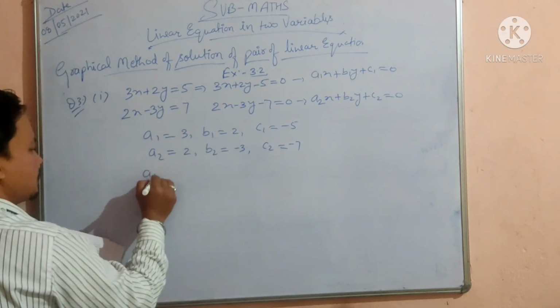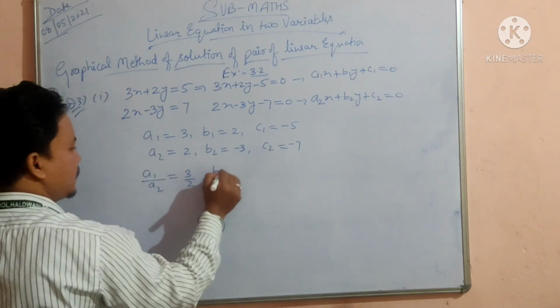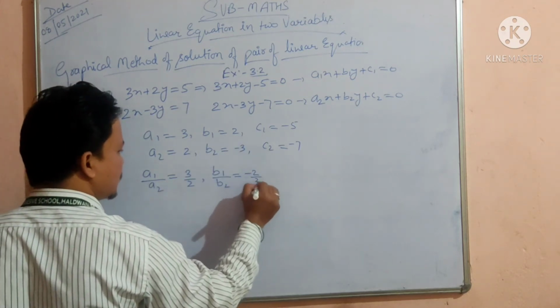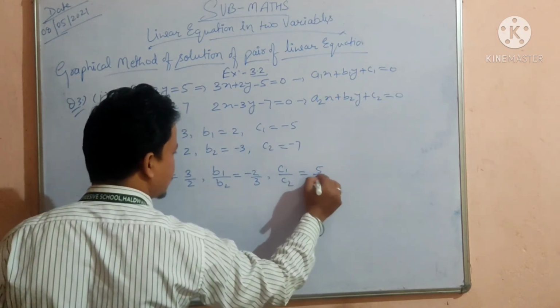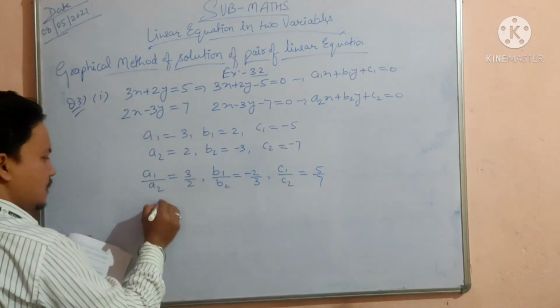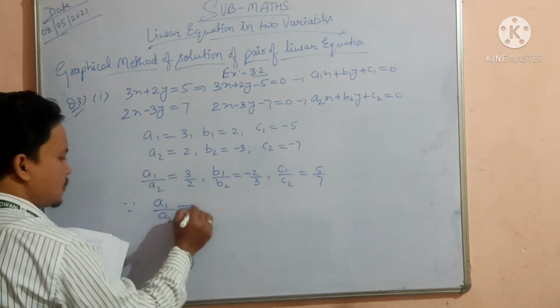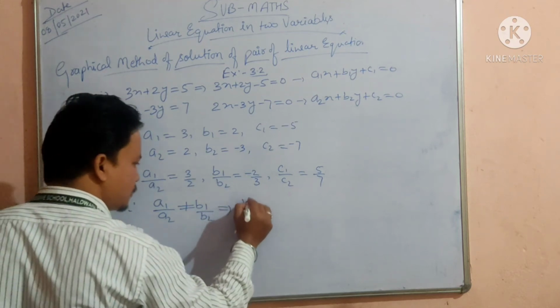Now taking the ratio, a1 upon a2 will be 3 upon 2, b1 upon b2 is equal to minus 2 upon 3, and c1 upon c2 is equal to 5 upon 7. Now you can see the picture. Since a1 upon a2 does not equal b1 upon b2, what does it mean? Unique solution.